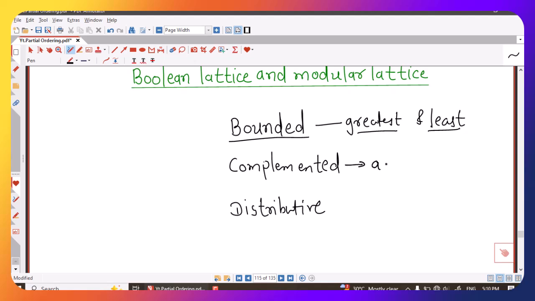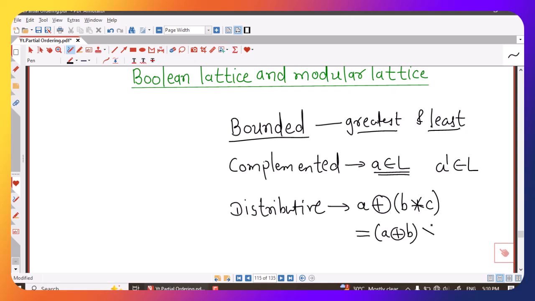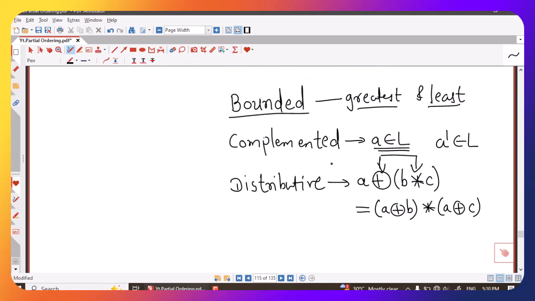Complemented lattice means every element in that lattice has a complement in that lattice. And distributive lattice means these two operations of meet and join are distributive over each other. We can write it in this way: a + (b * c) = (a + b) * (a + c), that is, join operation is distributive over meet operation. Similarly, we require that meet operation is distributive over join operation. So now we are familiar with bounded, complemented and distributive lattice.